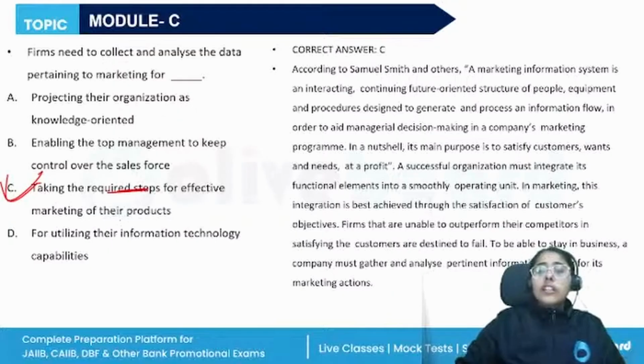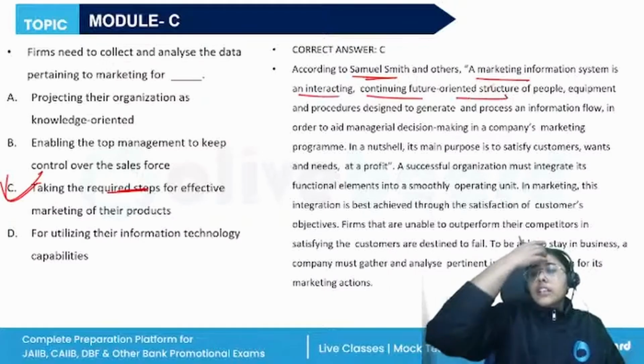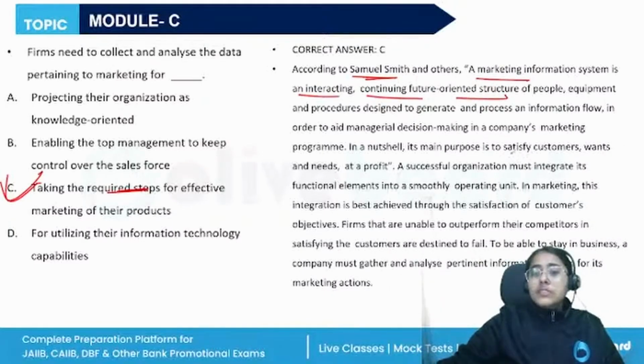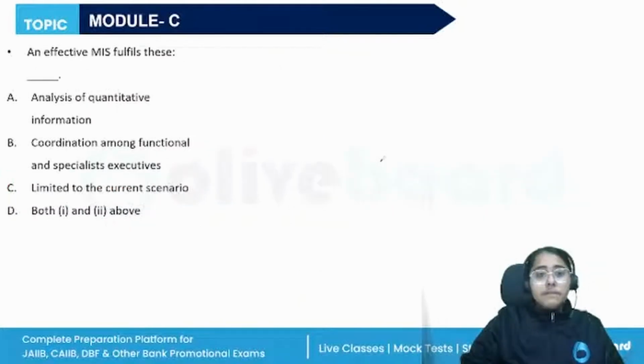This is according to Samuel Smith: A marketing information system is an interacting, continuing, future oriented structure of people, equipment, and procedures. Main purpose is to satisfy the customer's wants and needs at a profit.